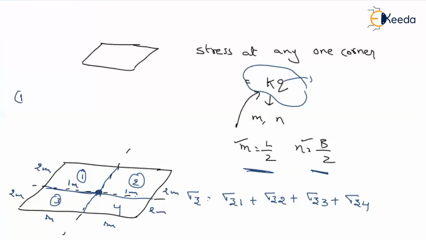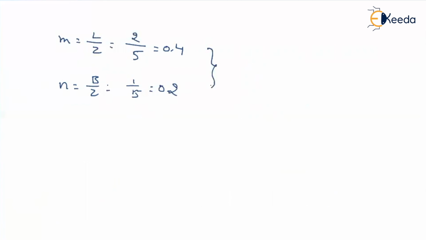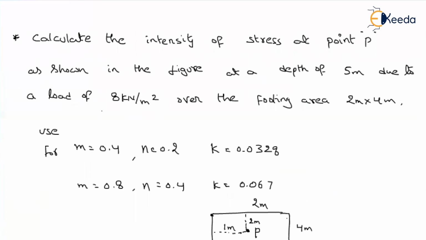So what about the rectangle? Consider rectangle 1, 2, 3 or 4. What about your length value? That will be equal to 2 meter. What about your width? That will be equal to 1 meter. From this, what about your m value? m is equal to L divided by z. L is given as 2. At how much depth are you finding? 5. If you solve this, how much are you getting? 0.4. n value is equal to B by z, that is 1 divided by 5, which is equal to 0.2. So for m equal to 0.4 and n equal to 0.2, what is the K value? 0.0328.